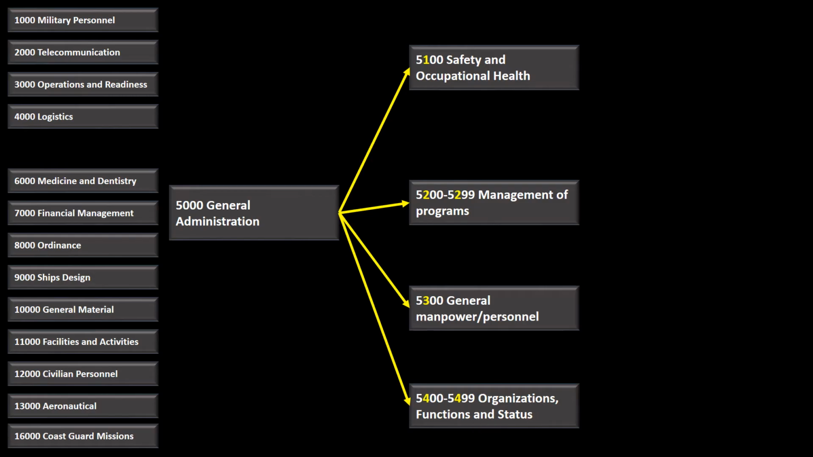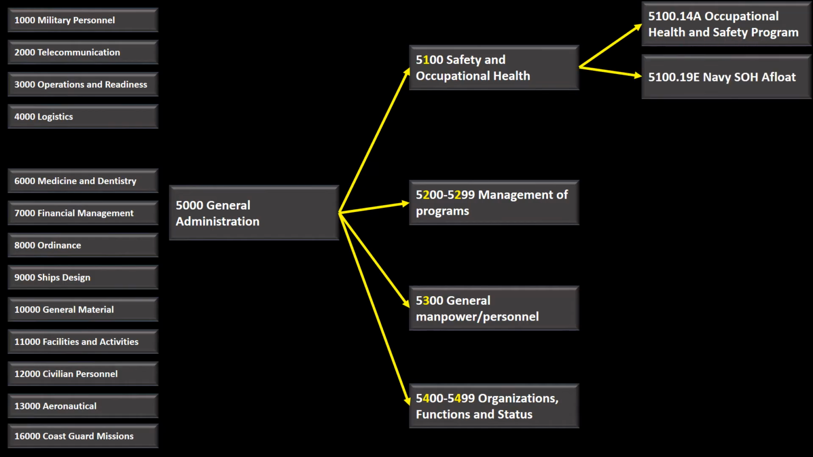So let's look into the 51. What instructions do we have that are 5100? Well, we've got the 5100.14 Alpha, Occupational Health and Safety Program. We've got 5100.19 Echo, right? The Navy Safety and Occupational Health Program afloat. It's not on the instruction, but you might come across it in your reading. 5100.23, same thing, Navy Safety Occupational Health Manual for ashore.